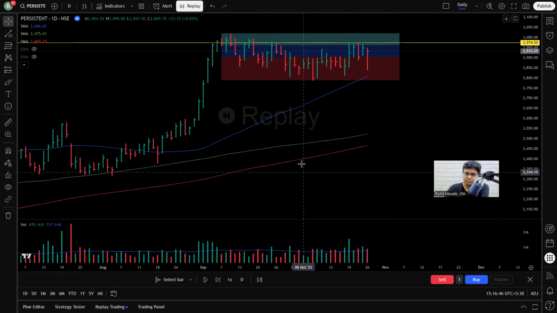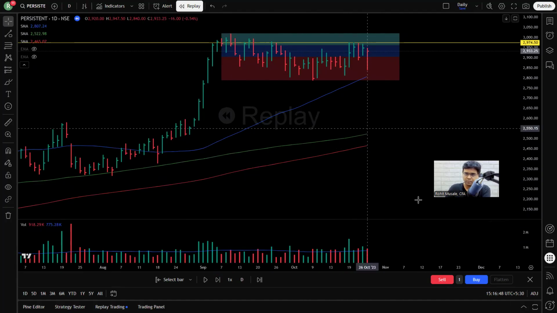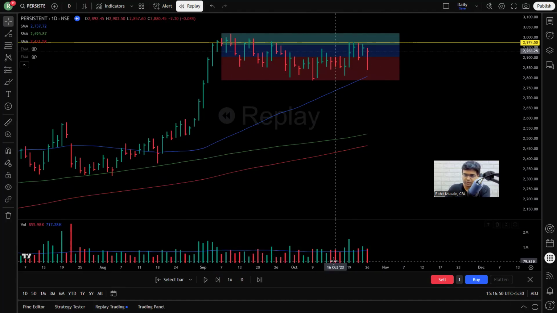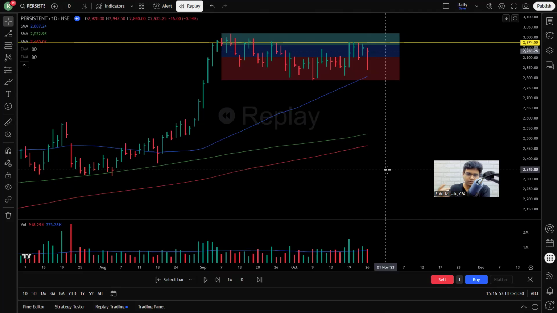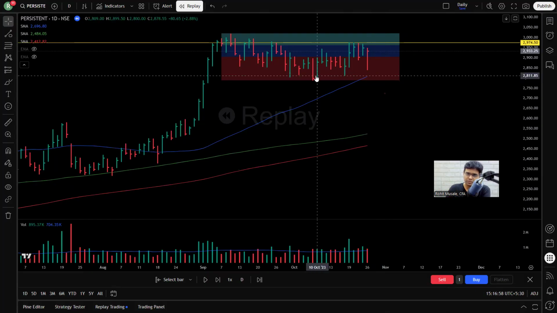Now have a look at the red bars inside the volume. We don't need to look at the green bars, because a green bar means the price on that day closed above the closing of the previous day, which is fantastic. So we really don't need to look at the green bar. How does it matter whether the green bar is high volume or low volume, as long as we are getting a closing which is above the previous day close?